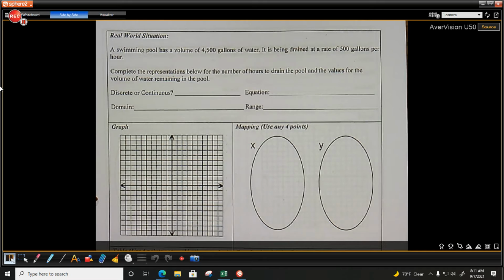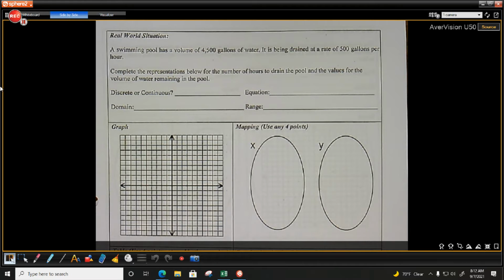Great job. Okay, so is this discrete or continuous? So before you say anything, what are we comparing? What 2 things are changing? Volume and what? The rate's not changing. The rate's always 500. The gallons, that's your volume. The number of hours, okay, so time and volume.